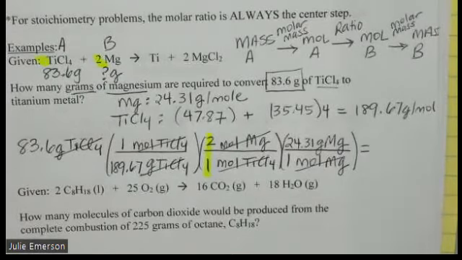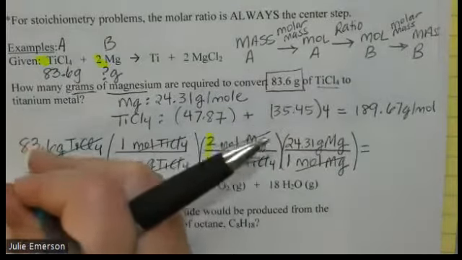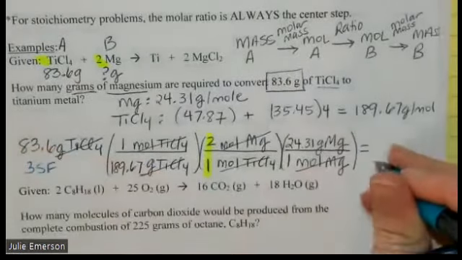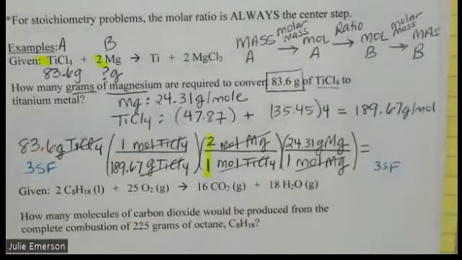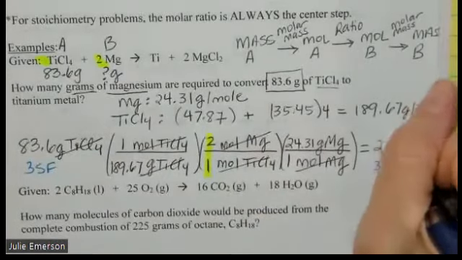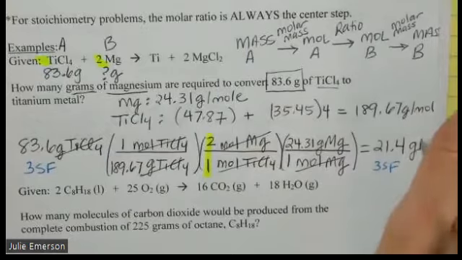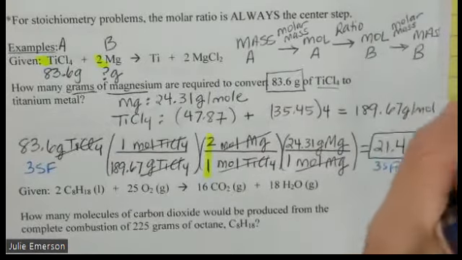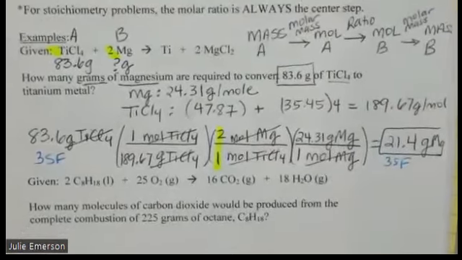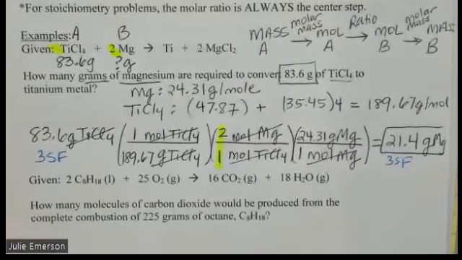And then always at the end, right, sig figs. So my starting measurement has 3 sig figs. So my answer here is going to be also 3 sig figs. And I get 21.43, but it is going to round to 21.4 grams of magnesium. All right, so that would be the mass of Mg I would need to react with that mass of TiCl4.